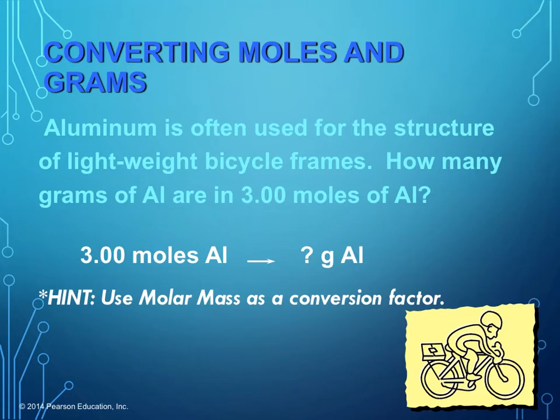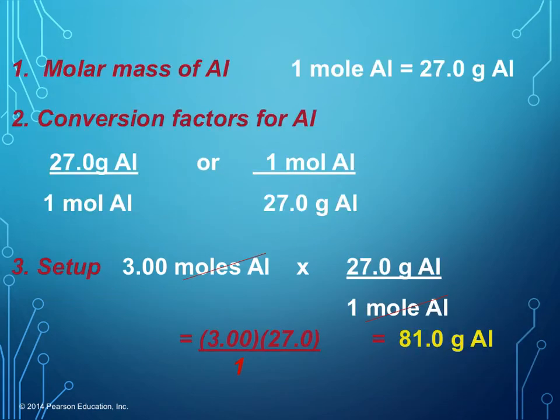Here's a simple example to start with. How many grams of aluminum are in 3 moles of aluminum? Now, the first thing you should tell yourself is you have grams here, and that should alert you that you need to use molar mass as your conversion factor. You would look up the molar mass for aluminum on the periodic table, and here is your conversion factor.